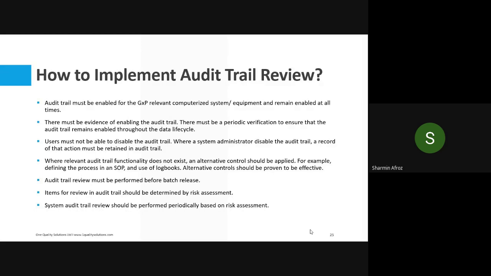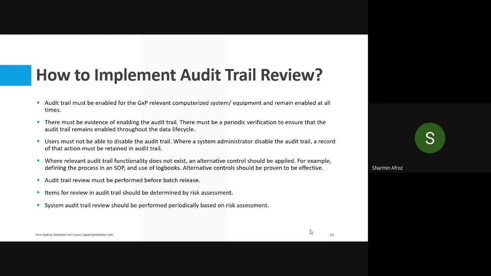Where a system administrator disables the audit trail, a record of that action itself must be retained in the audit trail, and it should not be otherwise. I think it's the highest level of crime. Where relevant audit trail functionality does not exist, an alternative control should be applied, like procedural control or technical control. And here, technical control is more powerful than the procedural control. For example, defining the process in an SOP, user logbooks. Alternative control should be proven to be effective also.